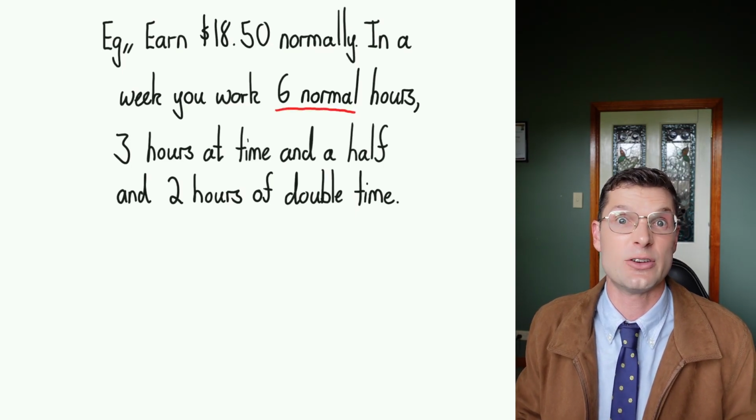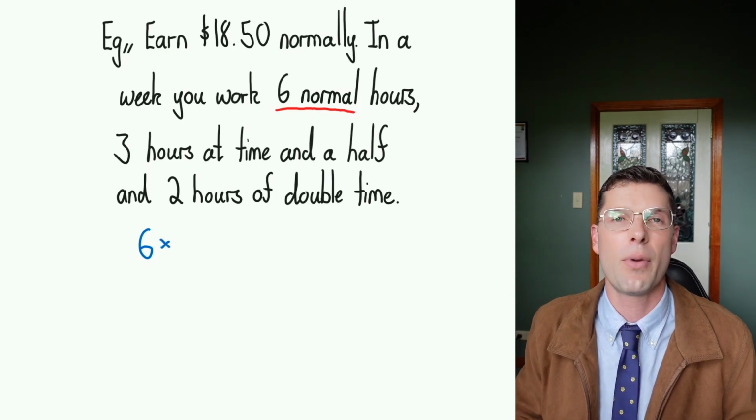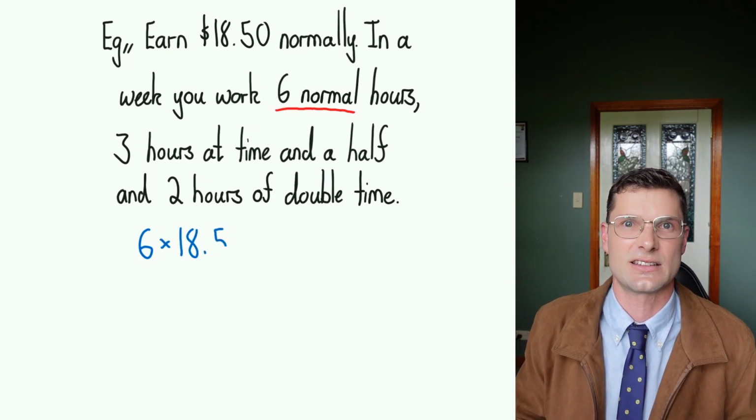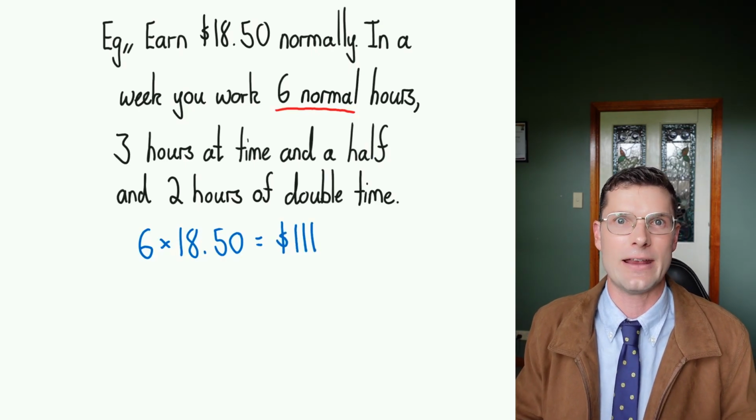So to find out how much we got paid for our normal shifts, we just have to multiply our $18.50 by the amount of hours we worked, which is 6. This is equal to $111, and that's our baseline rate.